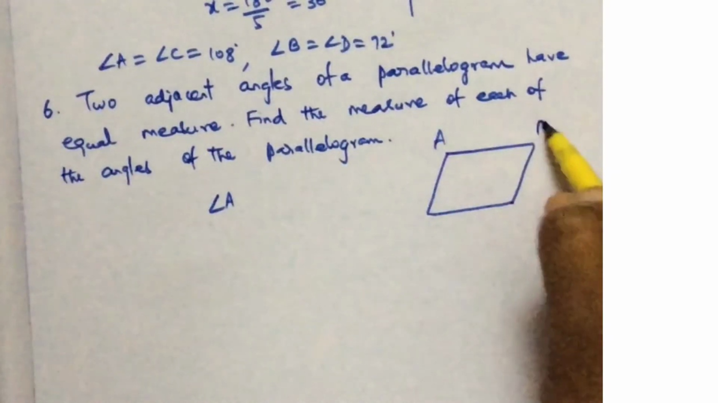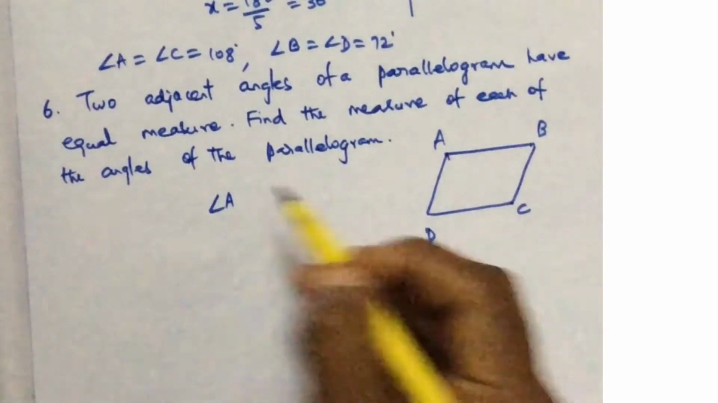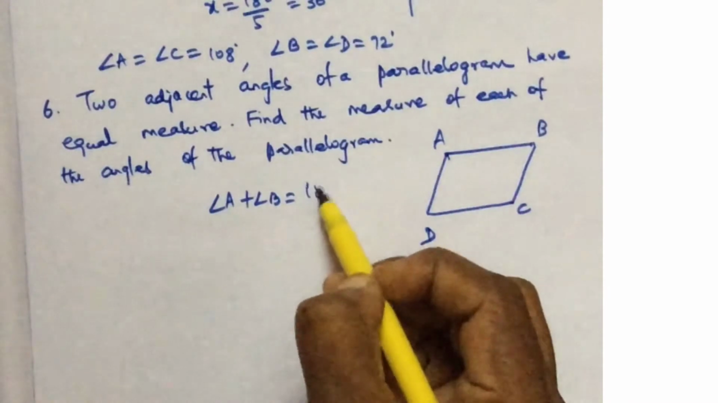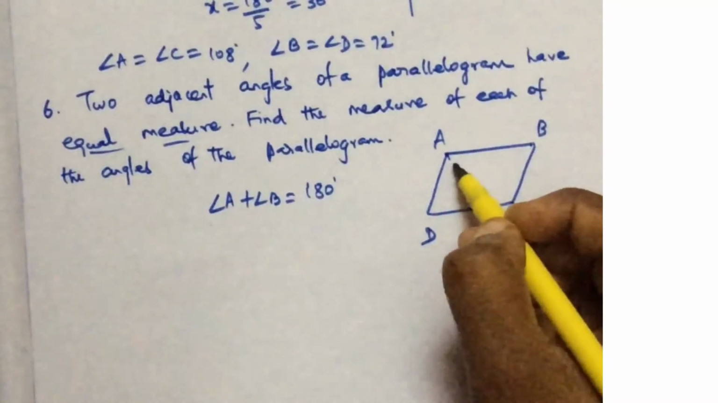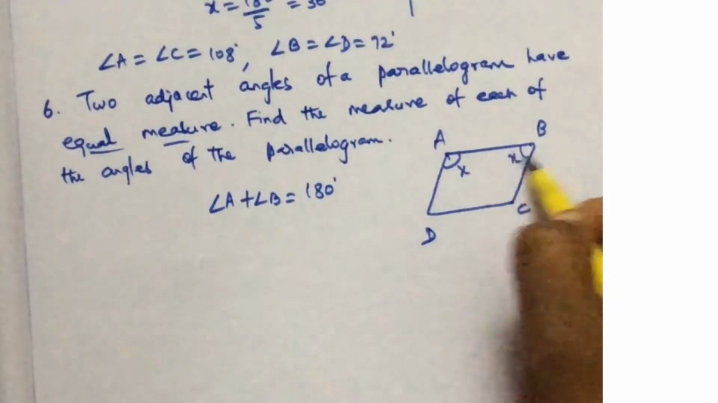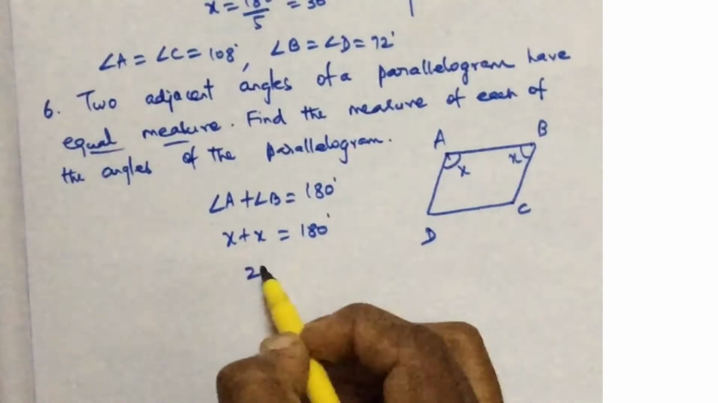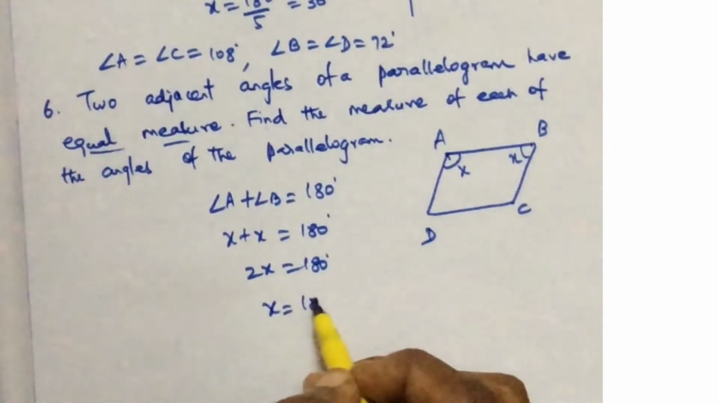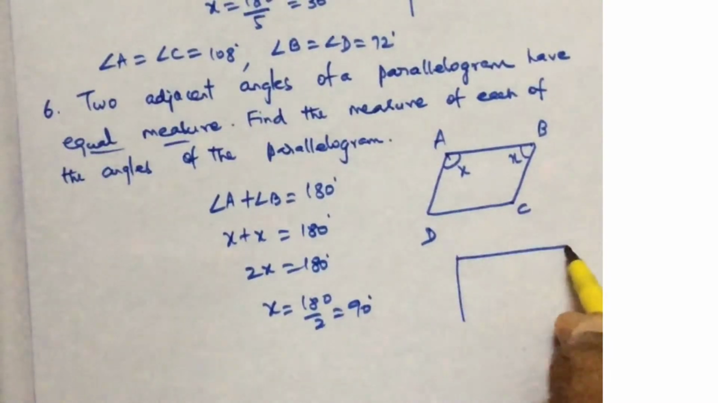If you take A, B, C and D, and add the two adjacent angles, angle A plus angle B, what should you get? You should get 180 degrees. They say these two adjacent angles are equal. Let me take this to be x and this to be x. So x plus x gives 180, which means 2x is 180, x equals 180 divided by 2, that is 90 degrees, which means your figure looks like this.